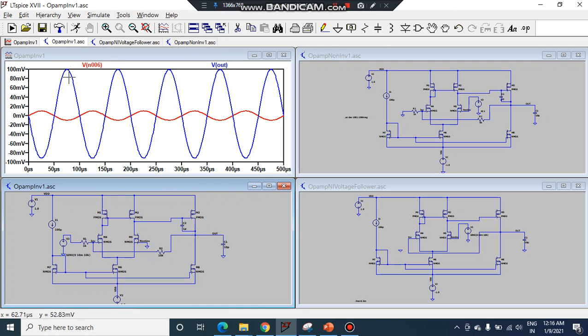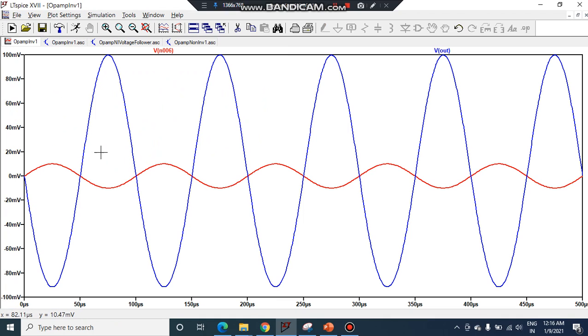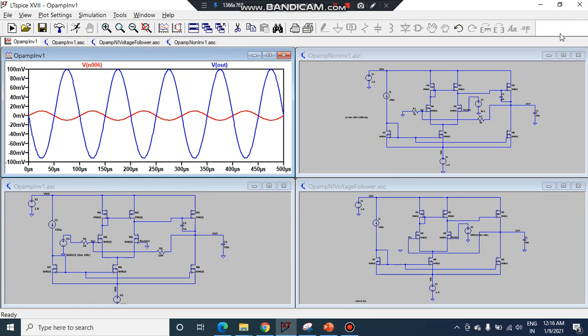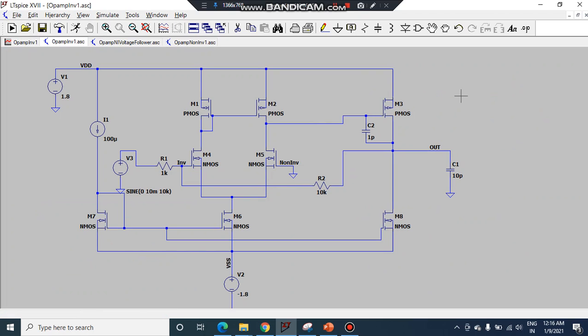The output is represented in blue. As you can see, the output is from 100 millivolt to nearly minus 100 millivolt. That is 10 times that of the input and 180 degrees out of phase. Hence, it is verified that the output is out of phase with respect to the input, and also the gain of 10 is being offered by the amplifier, which is in sync with what we obtained theoretically. So this is the transient analysis of this amplifier.